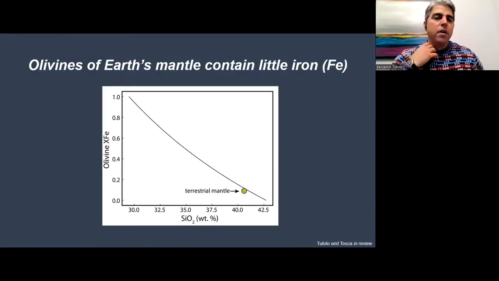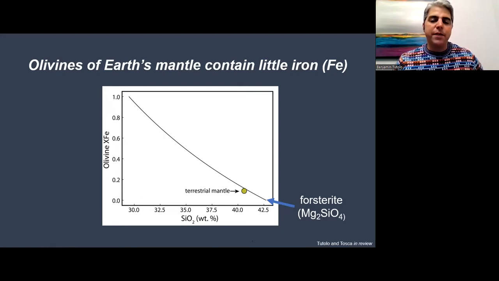So here is a plot of the solid solution between fayalite, or iron end member olivine, and forsterite, or magnesium end member olivine. What we see is that the terrestrial mantle plots very close to the forsterite end member. Down here is forsterite, magnesium silicon oxide, so that's the dominant magnesian end member of olivine, and up here is fayalite, the iron end member of olivine. We can then do just a calculation of the ideal solid solution between forsterite and fayalite to end up with this curve here. So we see the terrestrial mantle plots very close to forsterite.